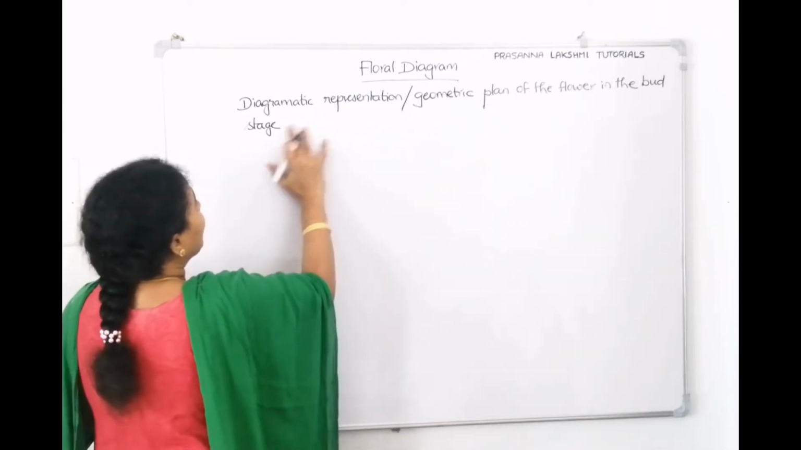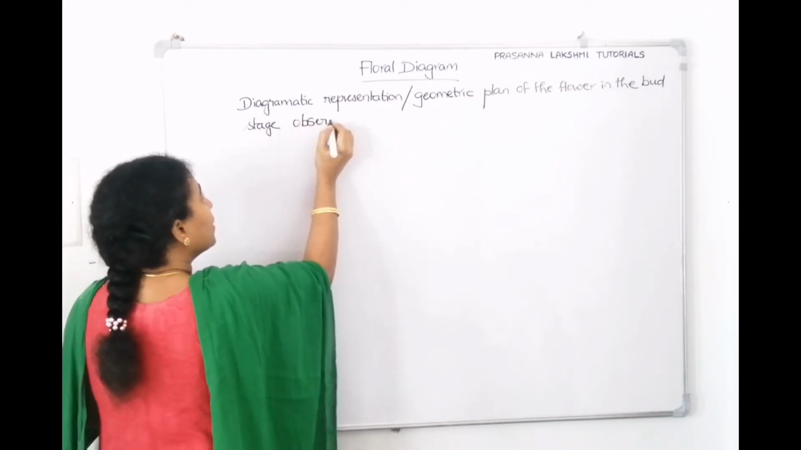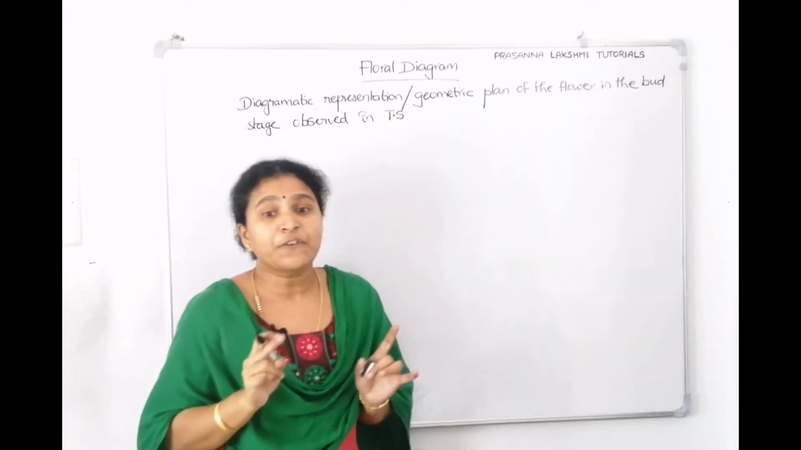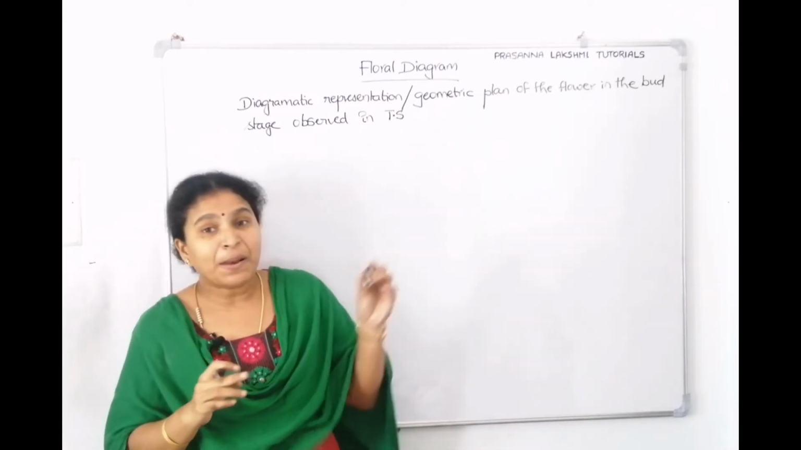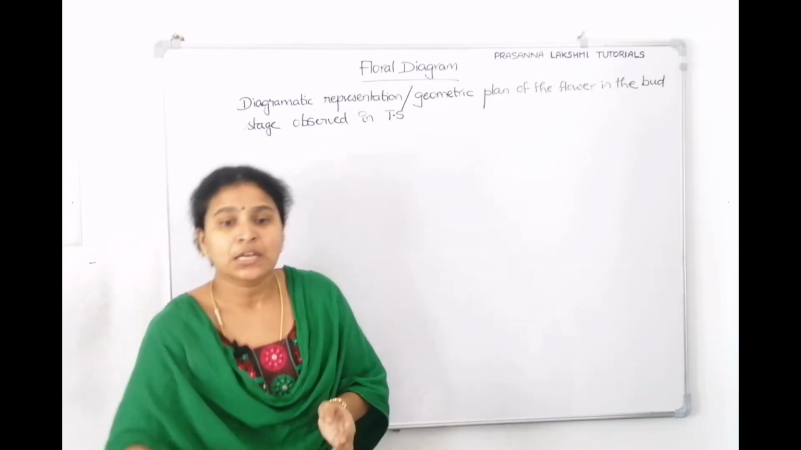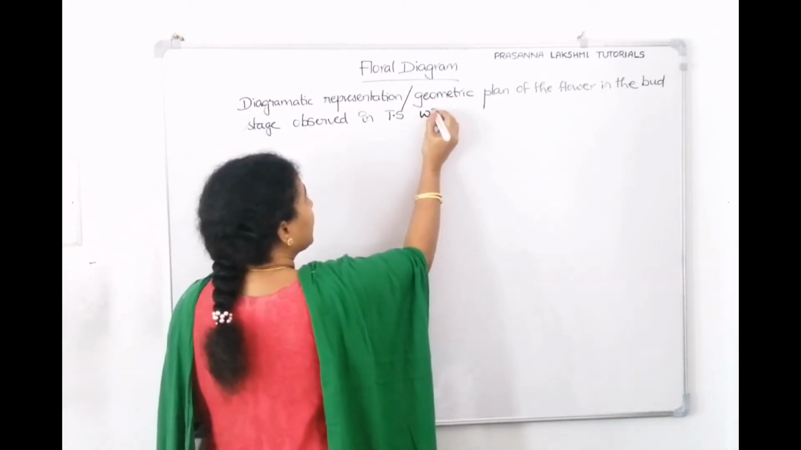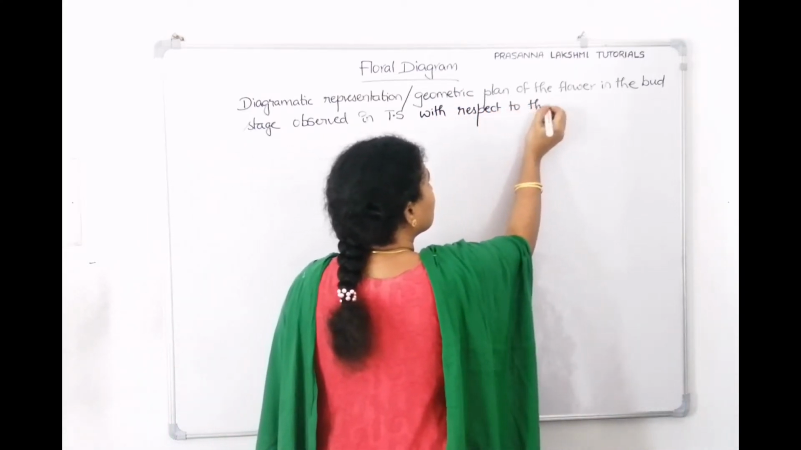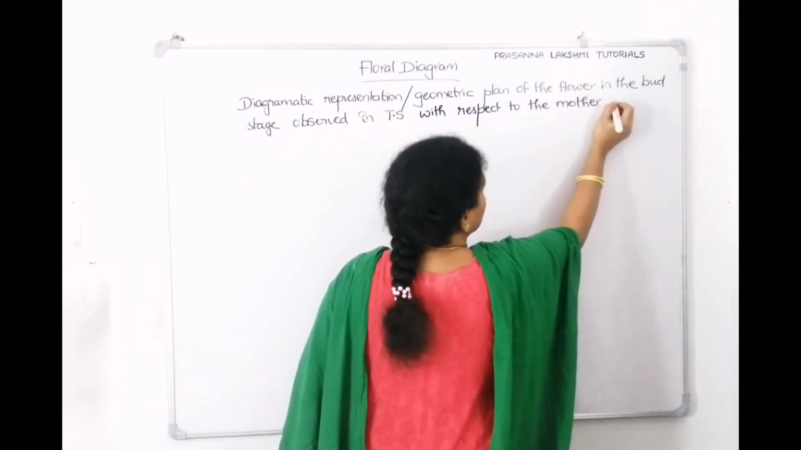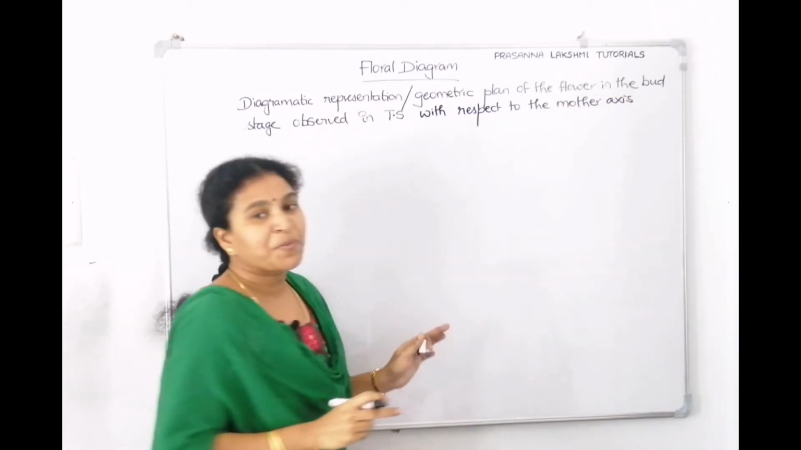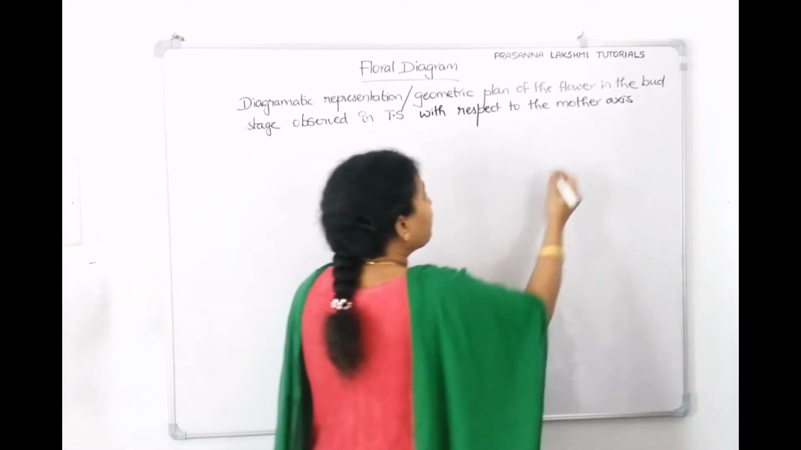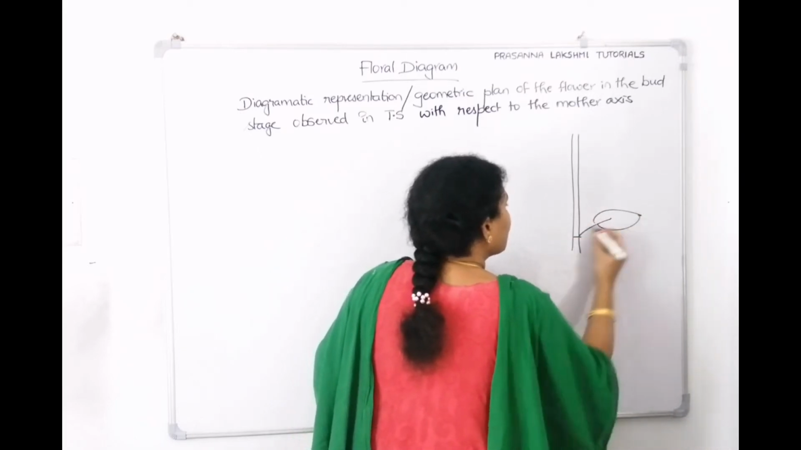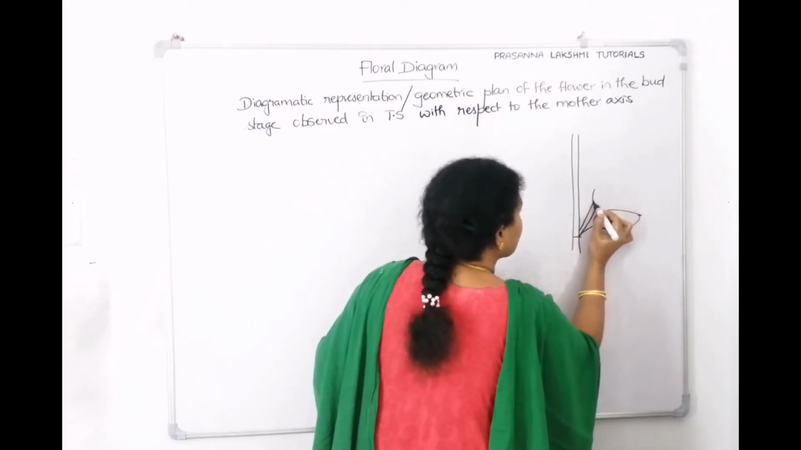We'll write bud stage. When are you observing it? Observed in transverse section with reference to the mother axis. Means the place where the stem is there, that represents the mother axis. So with respect to the mother axis. Children, mother axis represents the posterior side. Now, for example, this is a mother axis, the main stem on which the leaf is there and the flower is there.